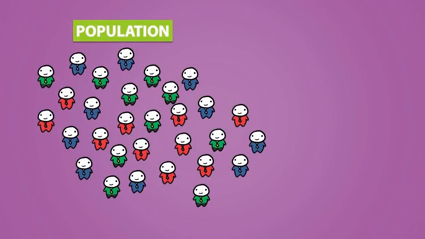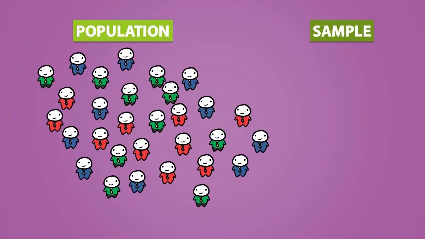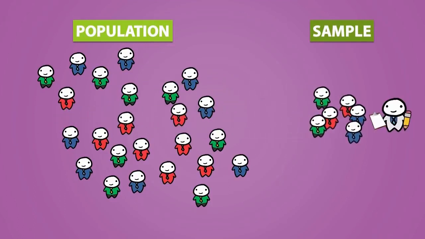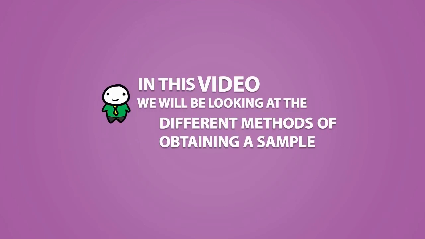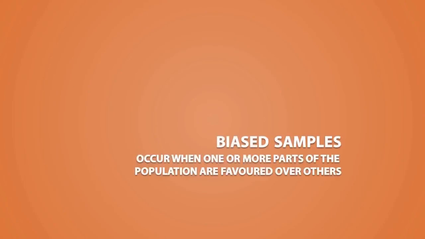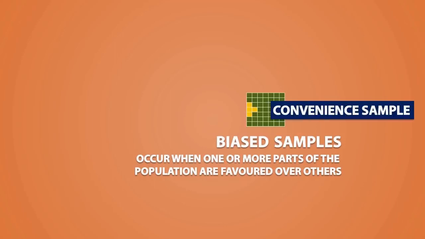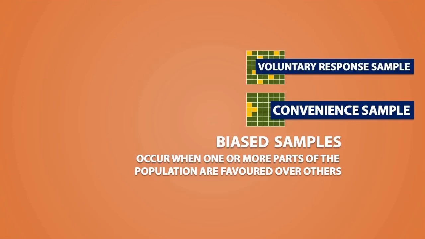Recall that a population refers to the group of things that we want information about, and a sample refers to part of the population that we take out to examine and draw conclusions from. In this video, we will be looking at the different methods of obtaining a sample. But first, let's look at the types of biased samples. Biased samples occur when one or more parts of the population are favored over others. The two types of biased samples include the convenience sample and the voluntary response sample.